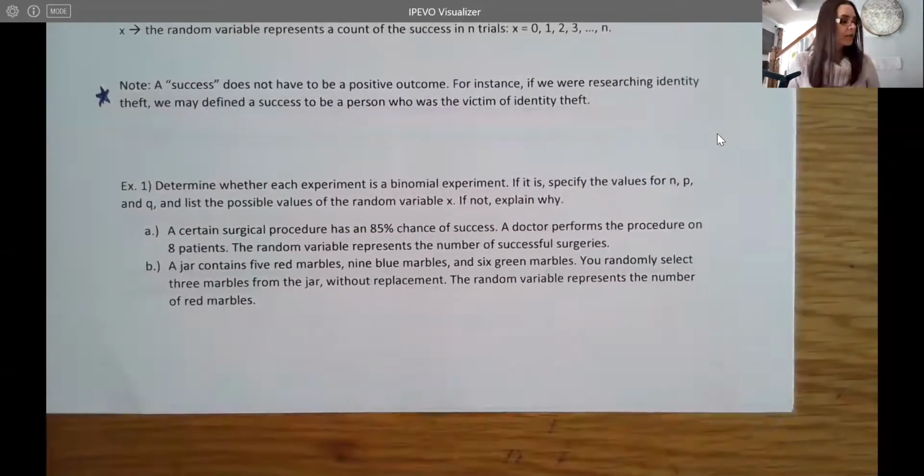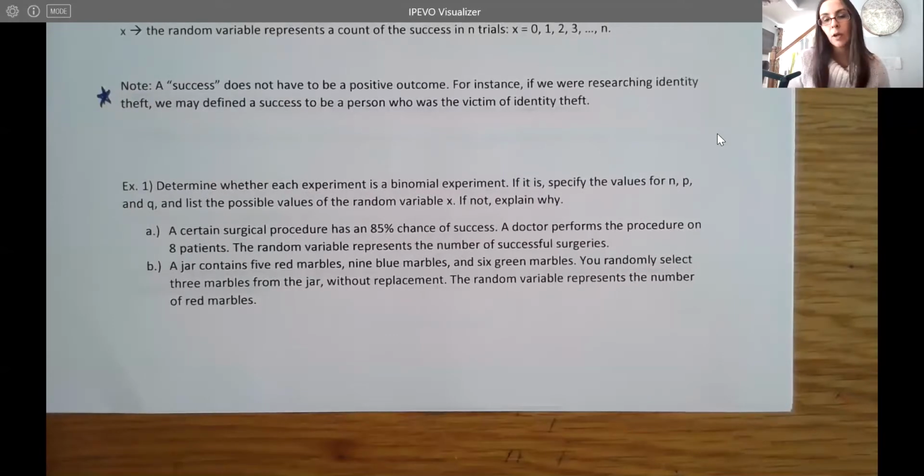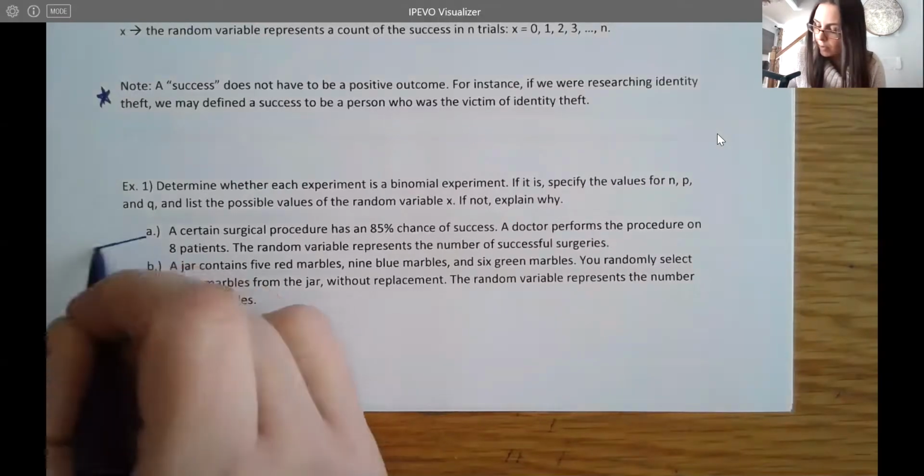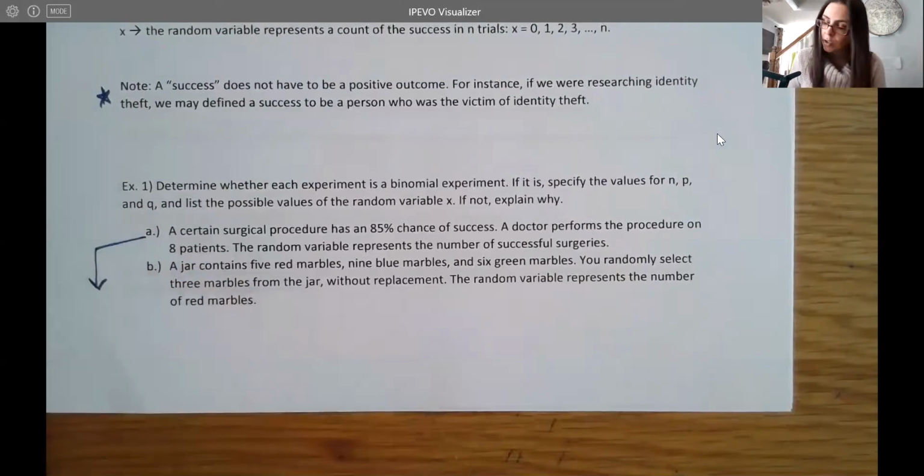All right, so let's determine whether each experiment is a binomial experiment, and then if it is, we can specify the values for n, p, and q and list the possible values for x. And if it's not a binomial experiment, we're going to explain why. So let's do A over here. A certain surgical procedure has an 85% chance of success. A doctor performs a procedure on 8 patients, and the random variable represents the number of successful surgeries.